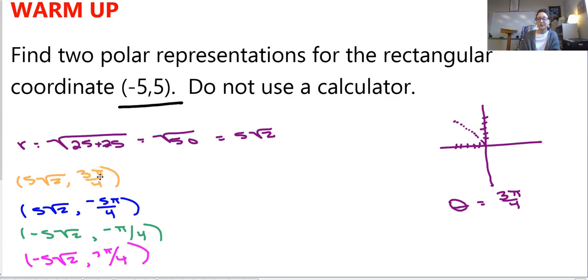And then once you plot that point, you see, okay, I am in quadrant 2, right in between the x and the y axis, right? So that in radians would be 3 pi over 4. So that's your first, maybe principal one. And then I kept my radius and subtracted a full rotation. Then I switched my radius to be negative and subtracted half a rotation, kept my radius negative and added half a rotation. So any of those will work.